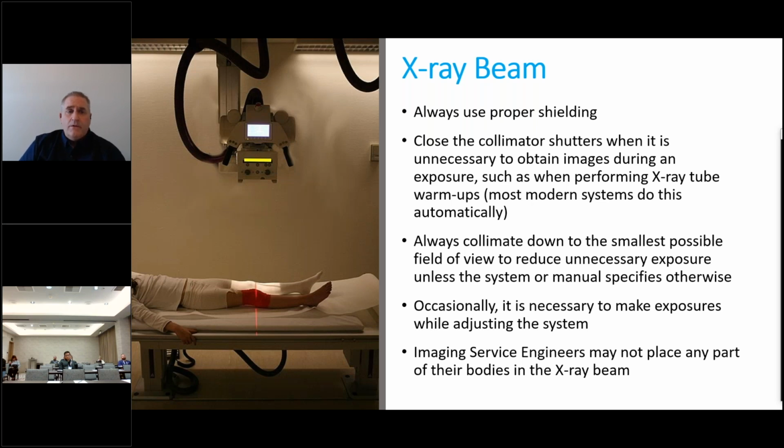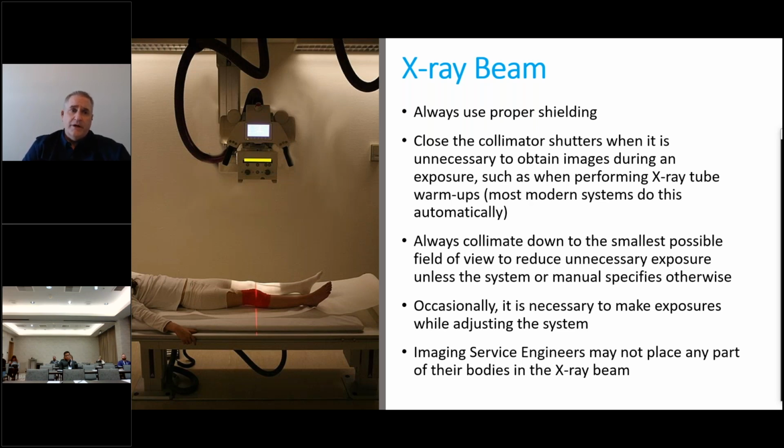X-ray beam. If for some reason, say, you're doing calibrations on an X-ray room and you have to put a phantom in the field and make an exposure of that phantom, you should use what's called the collimator. The collimator is the square or rectangular box underneath the tube, and it has movable lead blades inside of it. It is designed so that you do not make an exposure of an area greater than what is necessary and useful.